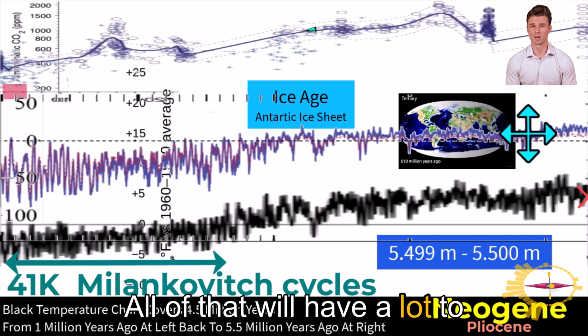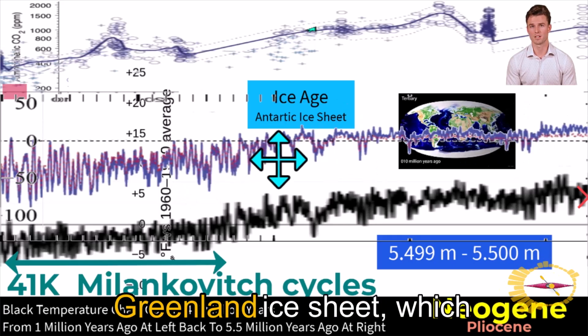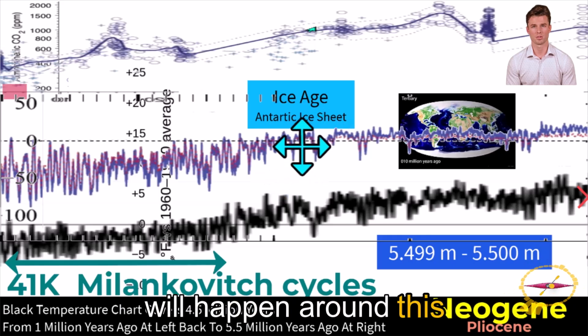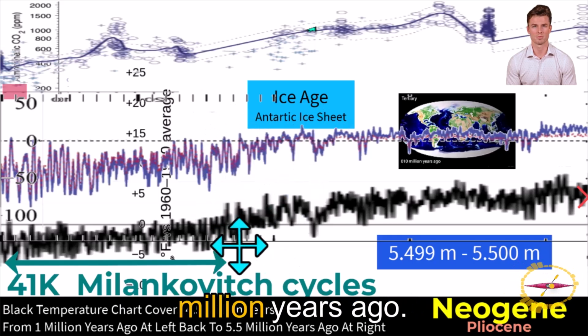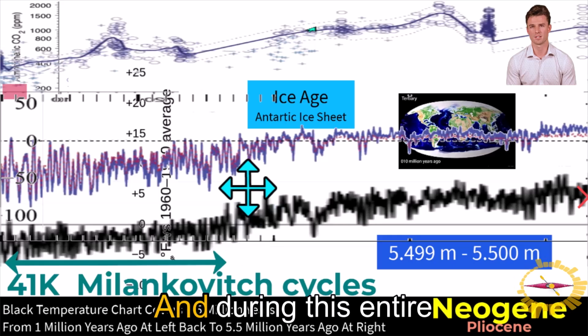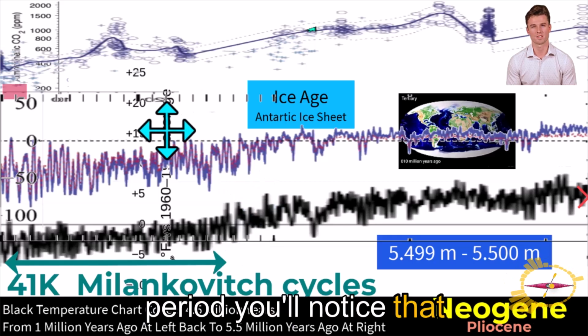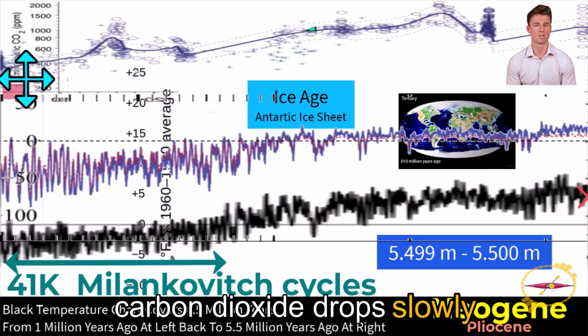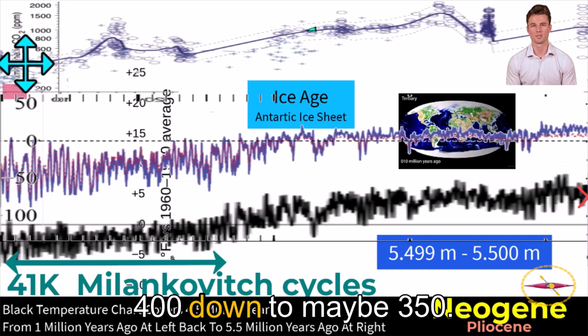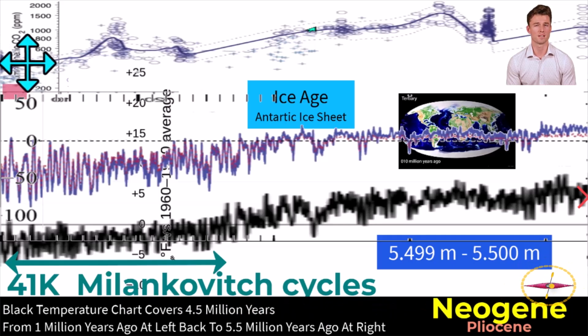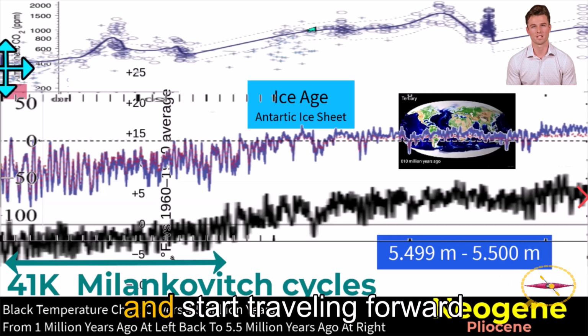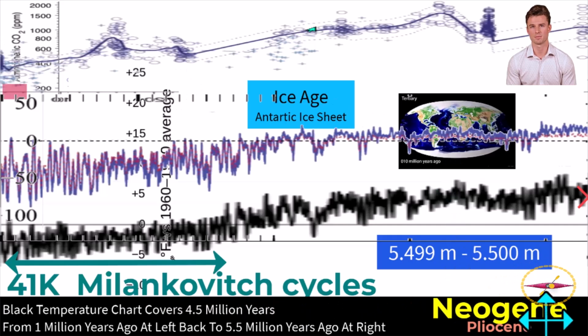All of that will have a lot to do with the creation of the Greenland ice sheet, which will happen around this point in time, or around 2.8 million years ago. And during this entire period, you'll notice that carbon dioxide drops slowly from about today's value at 400 down to maybe 350. So we're going to go ahead and start traveling forward in time.